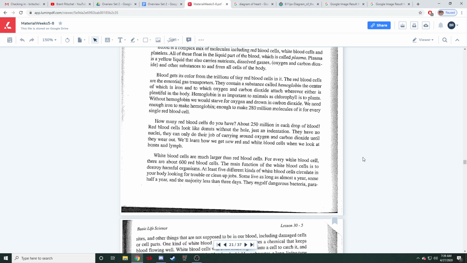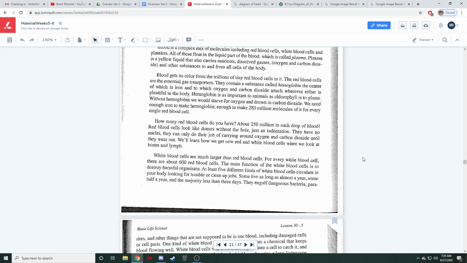We need enough iron to make hemoglobin, enough to make 280 million molecules of it for every single red blood cell. How many red blood cells do you have? About 250 million in each drop of blood. Red blood cells look like donuts without the hole, just an indentation. They have no nuclei, they only do their job of carrying around oxygen and carbon dioxide until they wear out. Learn how we get new red and white blood cells when we look at bones and lymph.